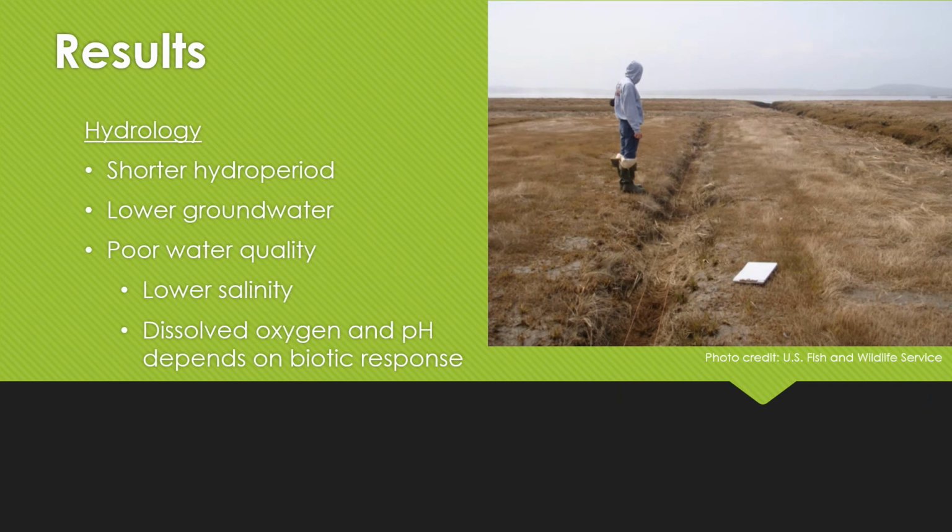We expect that the modified marsh will have a significantly shorter hydroperiod following flood and surge events and lower groundwater levels in general due to the drainage. The water quality would be poorer, specifically the salinity would be lower, and the dissolved oxygen would depend on the biotic response. So if there were more heterotrophs, we would expect to see less dissolved oxygen, but if there were more autotrophs, the dissolved oxygen might actually be higher.